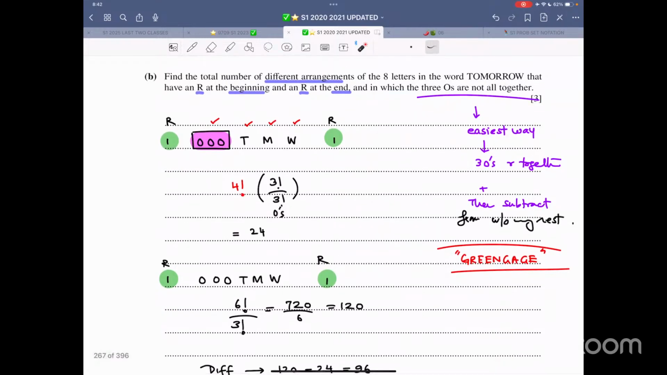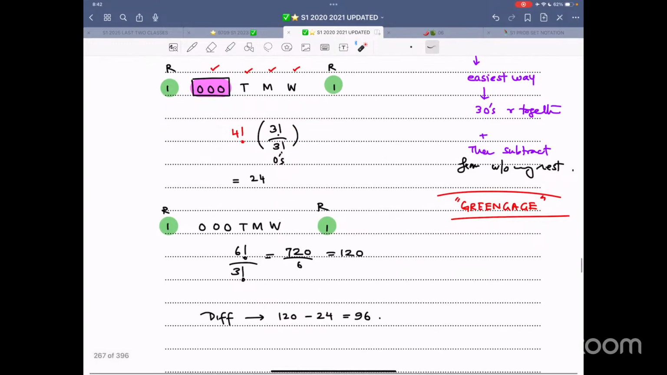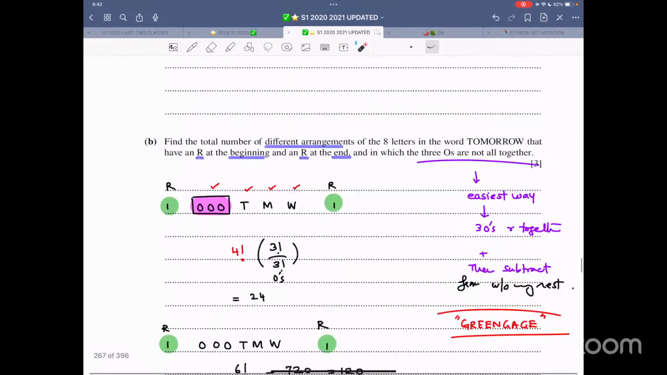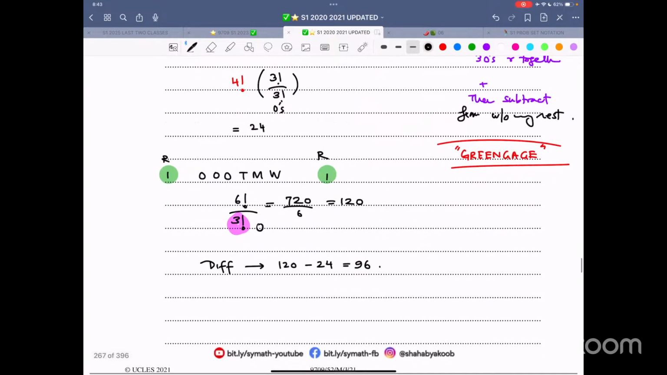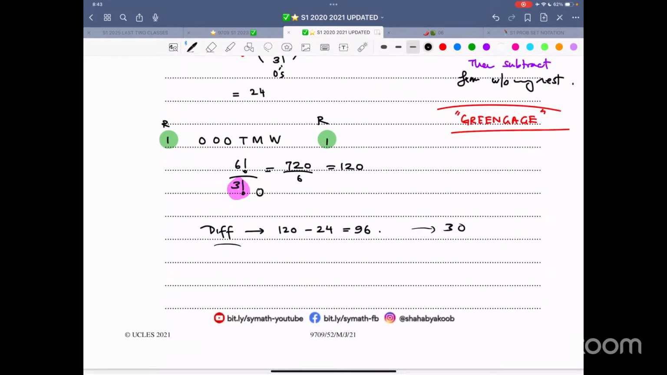Now over here, there is an R at the beginning, R at the end. The easiest way is to find the number of arrangements where the 3 O's are together. So 1, 2, 3, 4, that is 4 factorial. Nothing is happening inside the box because there are 3 O's, divided by 3 factorial. And then without any restriction, 1, 2, 3, 4, 5, 6, 6 factorial divided by 3 factorial for the O's. The O's are pink in color, so let me give it due respect. Therefore, the 3 O's are over here, that is for the pink. And then the difference is the 3 O's are not all together.